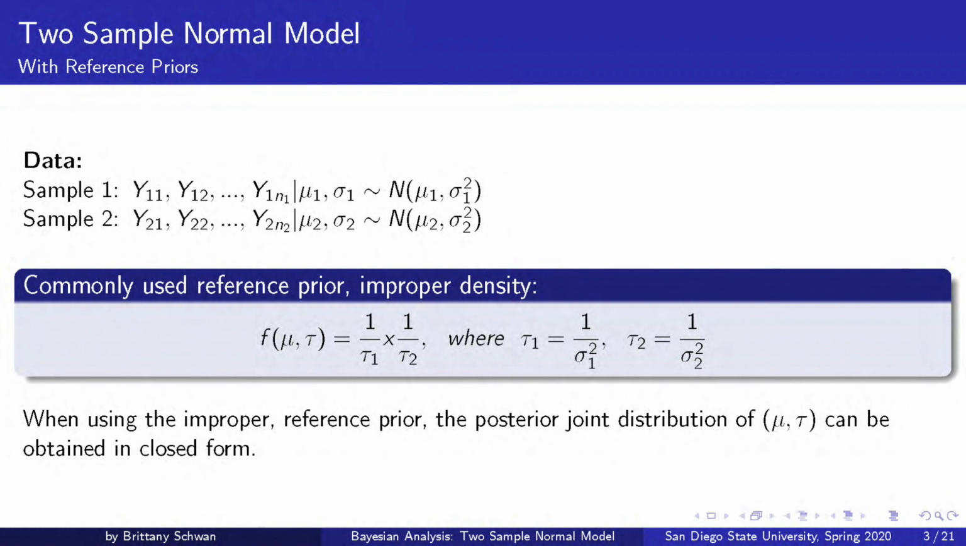Our data comes from two independent samples, both of which come from normal distributions. The commonly used reference prior is the improper density 1 over tau 1 times 1 over tau 2, where tau 1 is 1 over the variance from sample 1 and tau 2 is 1 over the variance for sample 2. This is an improper reference prior that does not integrate to 1. However, it is useful because it allows the posterior joint distribution of mu and tau to be obtained in closed form.